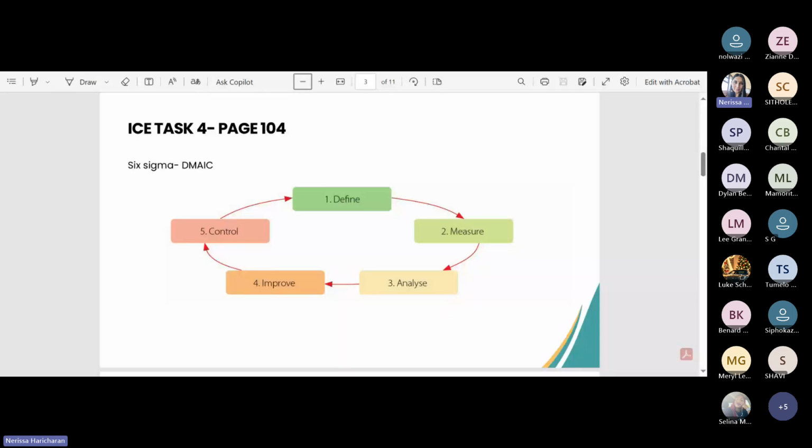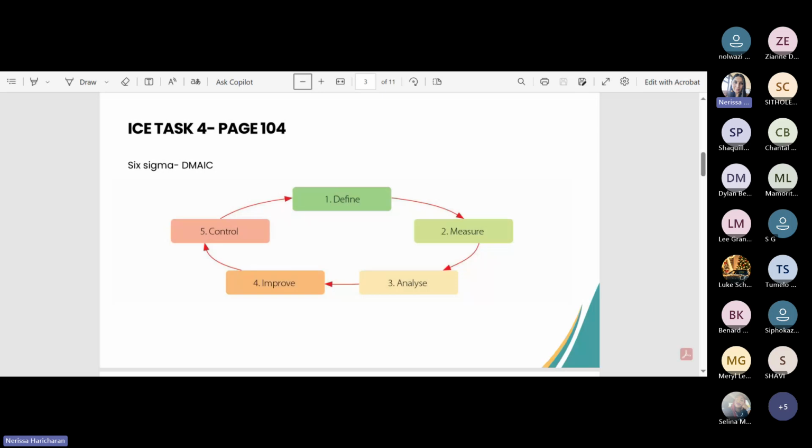Okay, it's part of Six Sigma, which is part of total quality management, and DMAC is define, measure, analyze, improve, and control. This is the illustration of how DMAC is basically formed. Your case study or your ICE task is based on ABC Logistics. You now need to understand they're having X, Y, and Z problem. You now need to basically evaluate their problem.